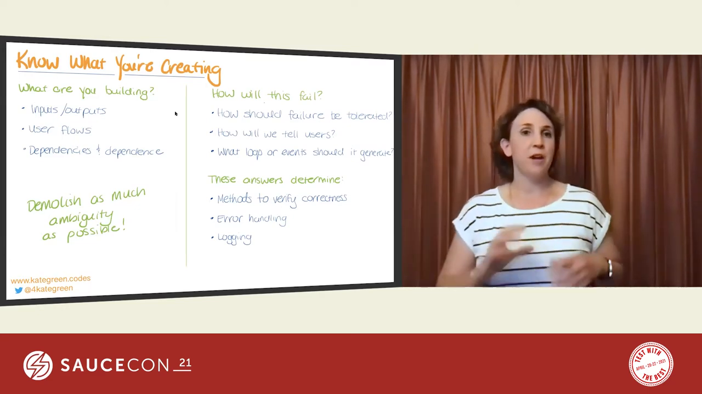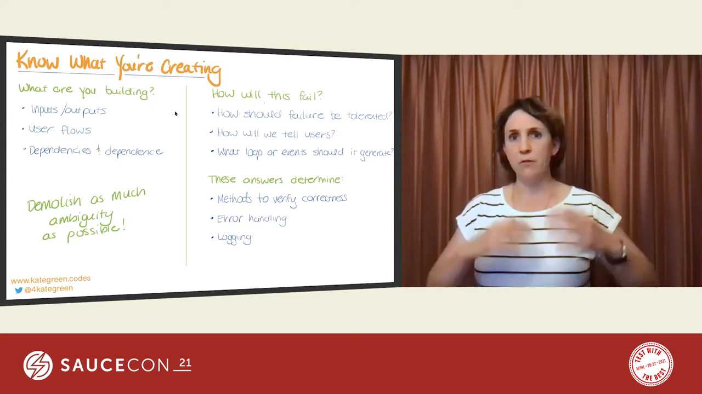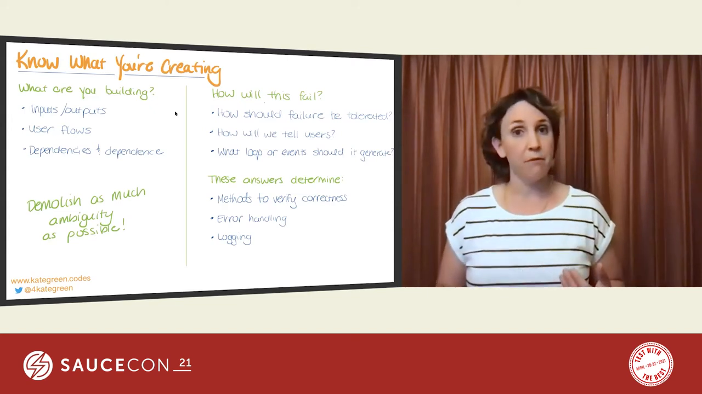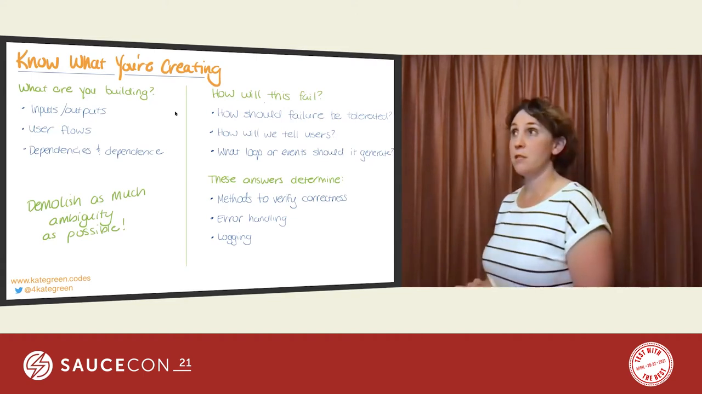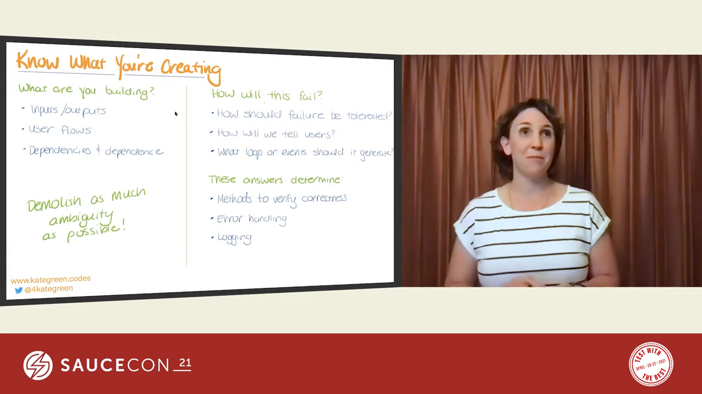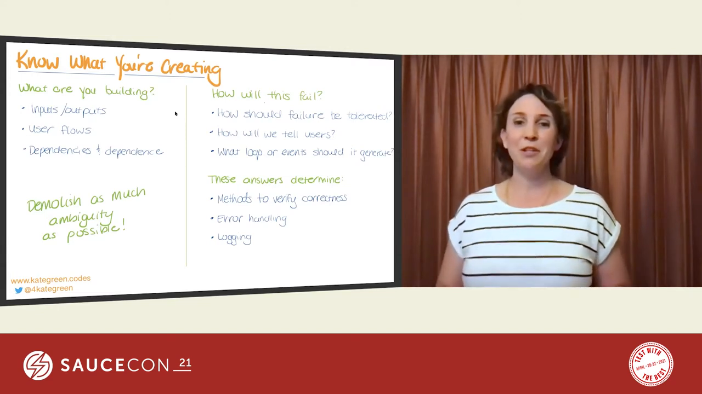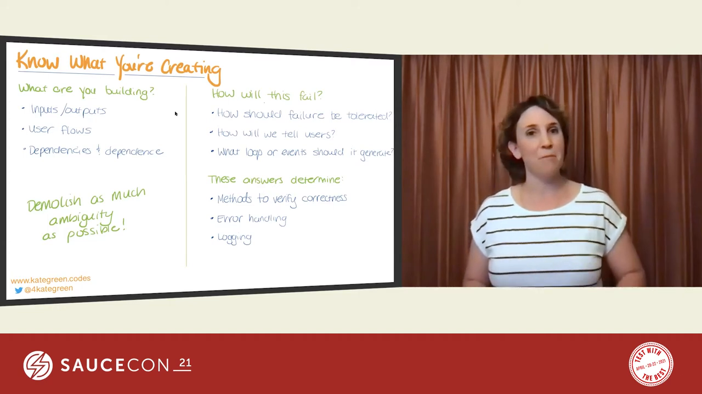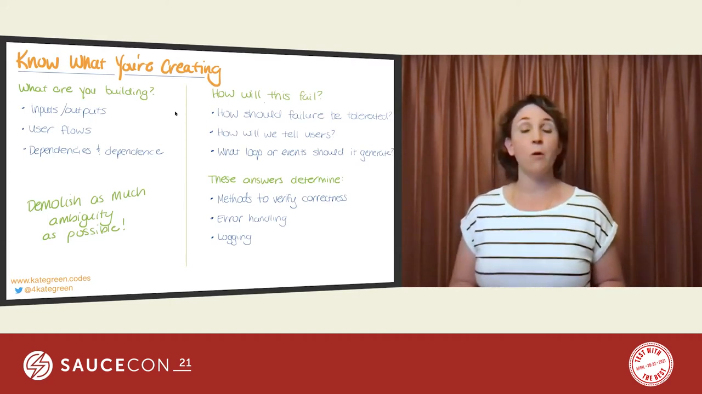And then, when you have a sense of what you're building and you've covered every angle that you can think of, you need to think about how this is going to fail. And that includes everything. Like, what are you going to do when the user bangs on buttons over and over and over again? That's going to happen, so how are we going to plan for that?